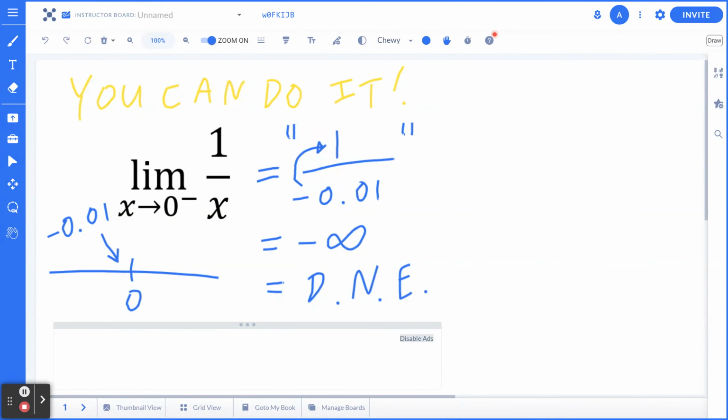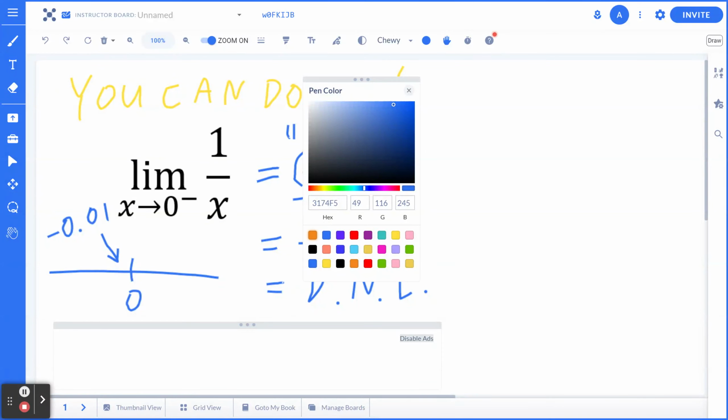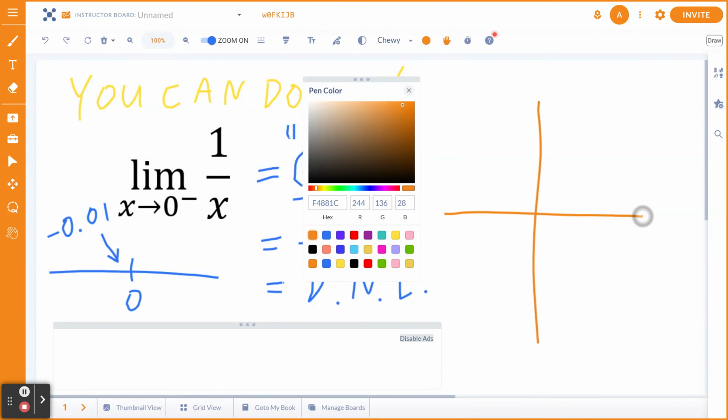So I would say there are two answers to this limit. You can write down negative infinity, which means it's going to go down, or you can write down DNE, which means it does not exist. Now, to double check this, I am going to spend one extra minute and graph the function.